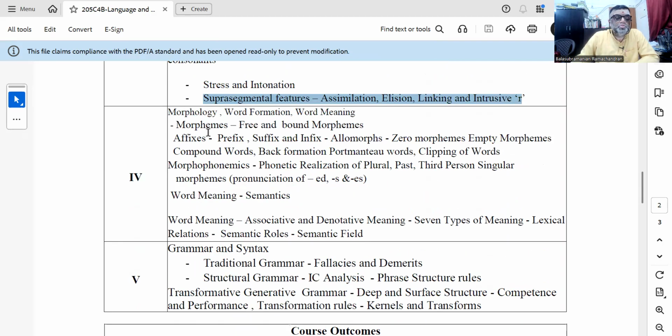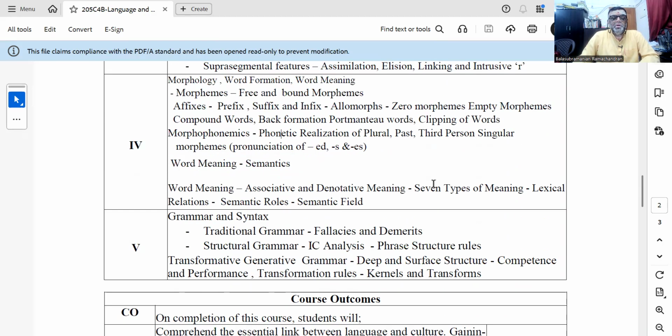And then when it comes to Unit 4, morphology, we'll be looking at morphemes. Now, there is a particular progression here. We'll be looking at phonemes and then phonetics and phonology, and then we'll be looking at morphemes and morphology. And there again, we have affixes, prefix, suffix, and infix. Well, you can go through this at your leisure, but let me promise you a very exciting learning in the next 2 or 3 months.